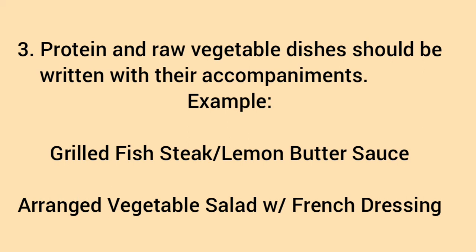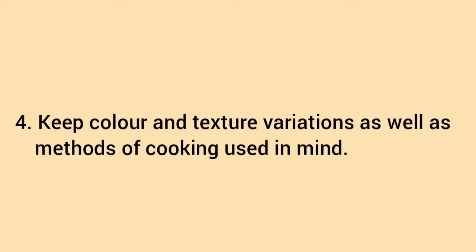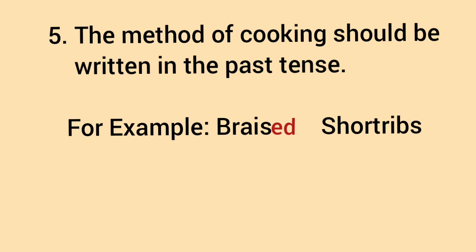For example, grilled fish steaks would be served with lemon butter sauce, and a range vegetable salad would be served with French dressing. Number 4, keep color and texture variations in mind, as well as the methods of cooking that you will be using. You want to do this to ensure that your meal is appealing to the eyes. So you want to ensure that you have contrasting flavors, and you want to ensure that the texture of your meal is not the same. The final tip is for you to state the method of cooking that you will be using in the past tense when you are writing it on your menu. For example, braised short ribs.